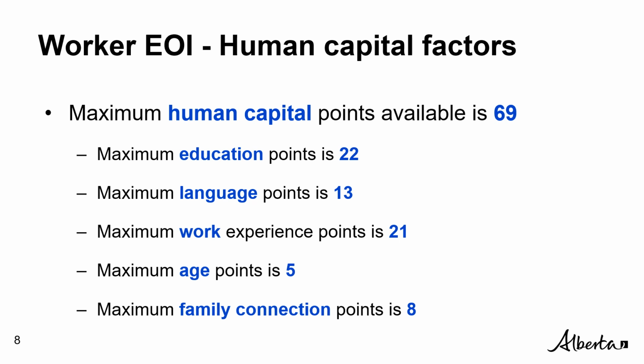Family connection. Points may be claimed for having a family member living in Alberta who is a Canadian citizen or permanent resident over 18 years of age. Eligible family members include those related to the principal applicant, such as the parent, child, or sibling. Documents to prove family relationships will be required to verify points at the time of application submission. Points are not awarded for in-laws.